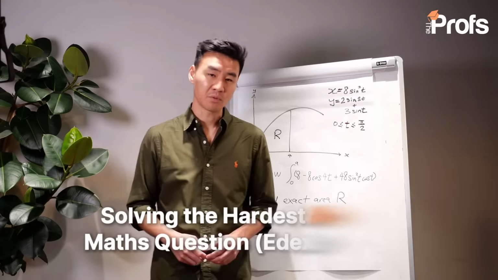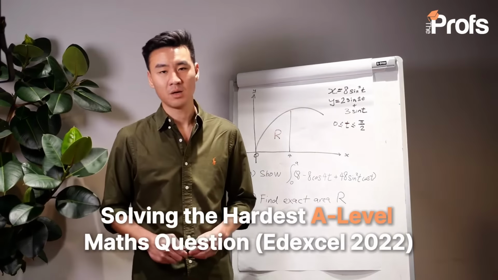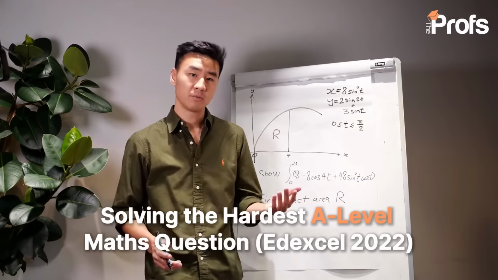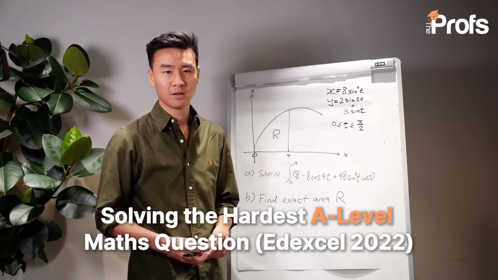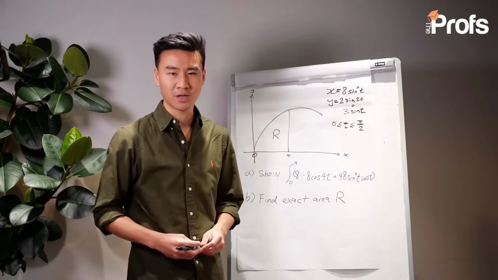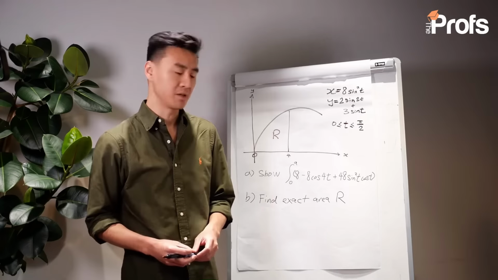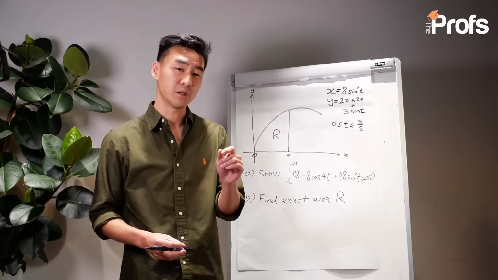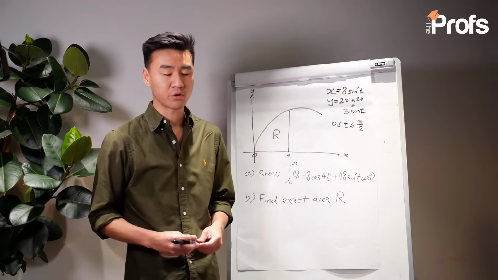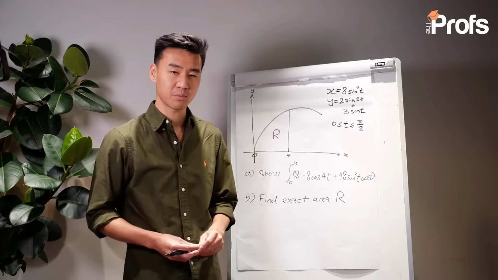Today, I want to discuss with you one of the hardest A-level past exam questions. This is taken from the Edexcel 2022 maths paper. It was branded as one of the most difficult questions for students because it is out of 9 marks. The average score is less than 2 out of 9, making it truly one of the most difficult questions in past papers.